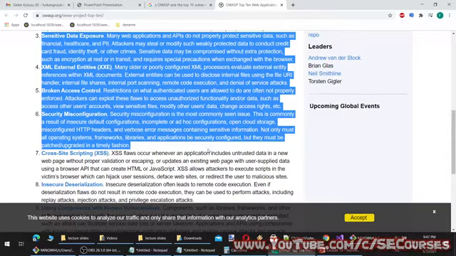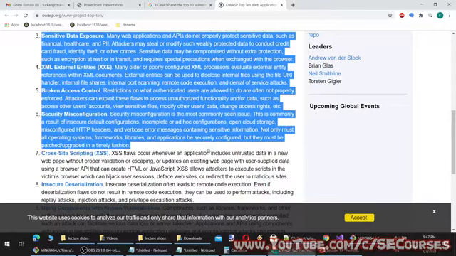Sensitive data exposure. Many web applications and APIs do not properly protect sensitive data, such as financial, healthcare, and PII. Attackers may steal or modify such weakly protected data to conduct credit card fraud, identity theft, or other crimes. Sensitive data may be compromised without extra protection, such as encryption at rest or in transit, and requires special precautions when exchanged with the browser.